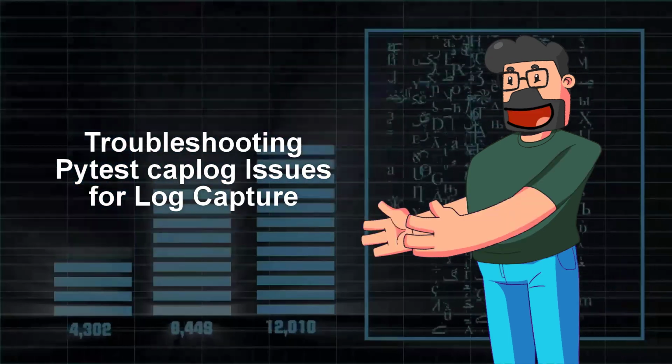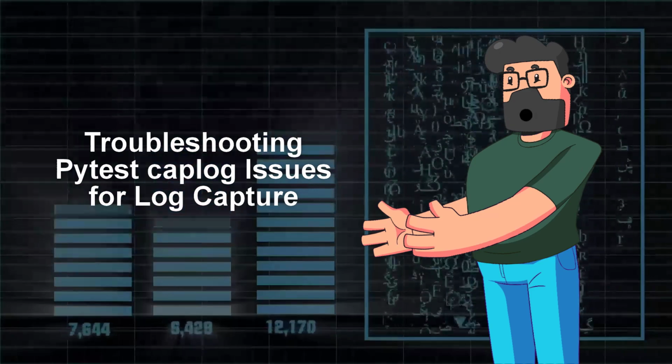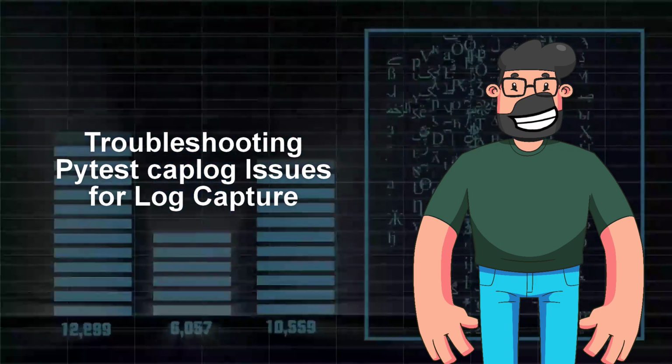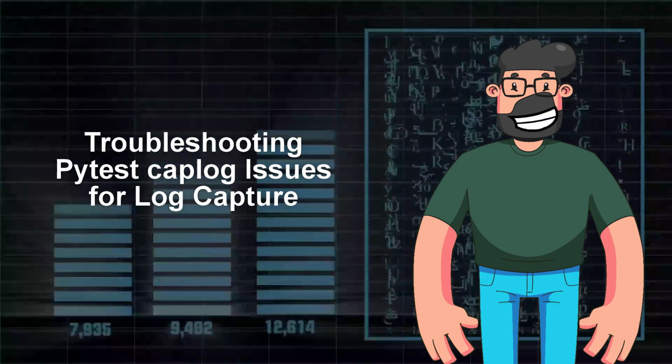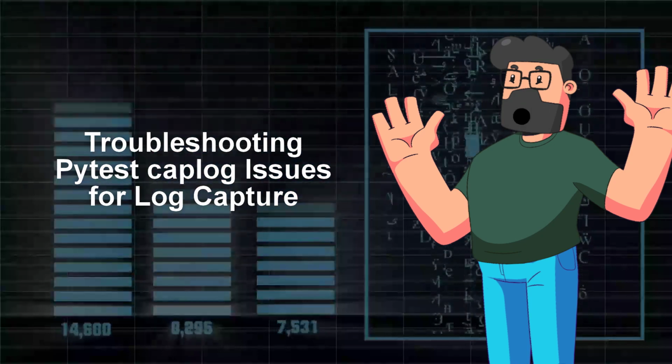Hey there, in this video we're going to tackle a common problem that many Python developers encounter when testing logging in their code. The problem arises when trying to use the caplog fixture in Pytest to capture log messages, but ending up with an empty list instead. Let's dig into this issue further to understand what's going on.